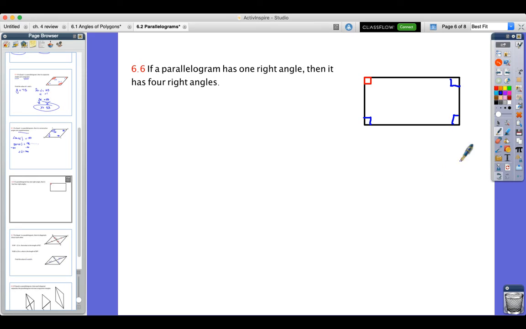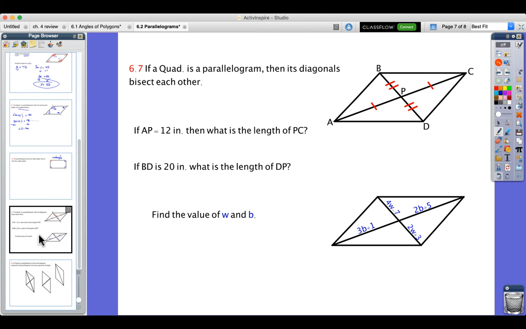Now, what kind of parallelogram is this? It's a special kind. It's a rectangle. All right. Easy stuff right there. All right, next couple ones.